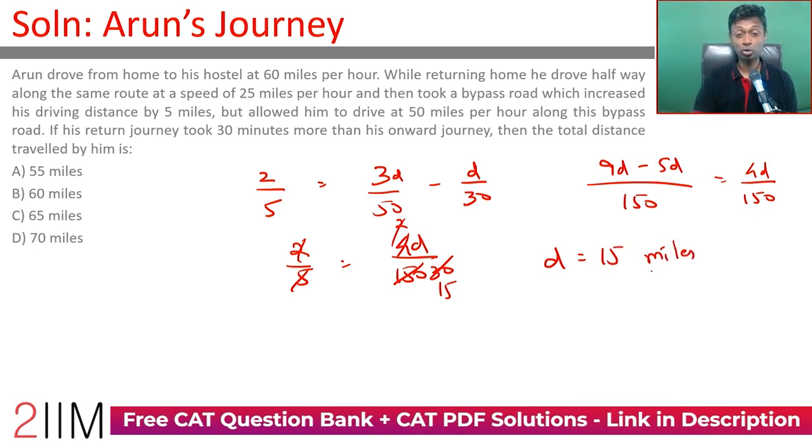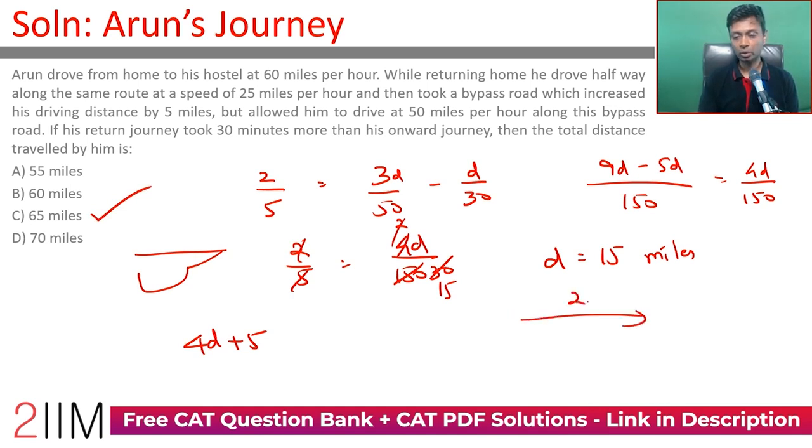Remember, we're talking about his total journey. That means he traveled 2d and then, sorry, d and then d plus 5. You're traveling 4d plus 5, 60 plus 5, 65 miles. The question says the total distance traveled by him. Onward he traveled 2d, return journey he traveled d, and then a d plus 5 because of the bypass. So 4d plus 5 is the answer we are looking for, which is 65 miles. Construct the right equation, then this becomes a very routine question.